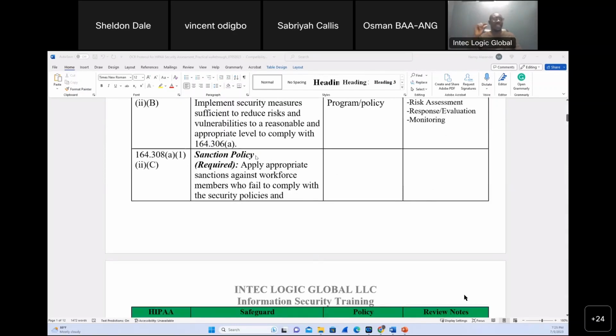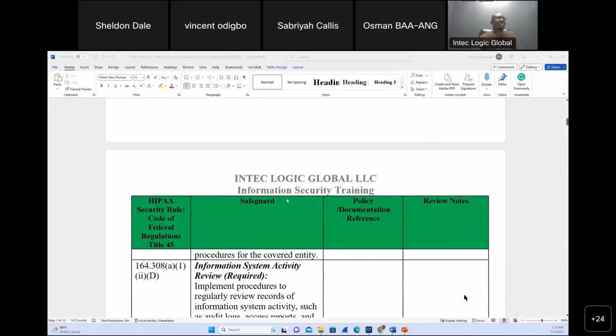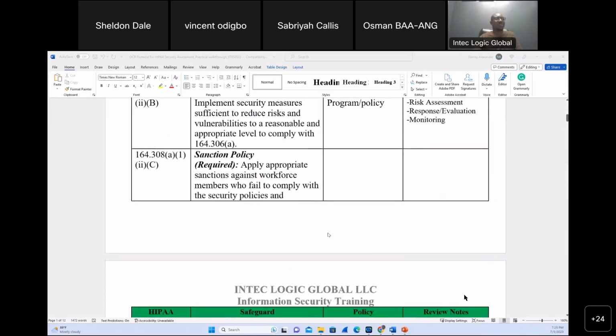Sanction policy, like the name sounds, sanction. I remember when I was in high school back home, we had boarding schools, and we had sanction prefects. So when you hear somebody is in charge of sanction, that means he's in charge of punishment. Apply appropriate sanctions against workforce members who fail to comply with the security policies and procedures of the covered entity.